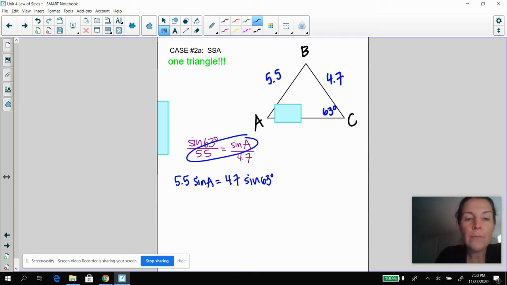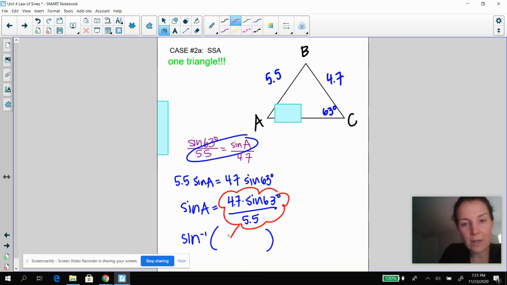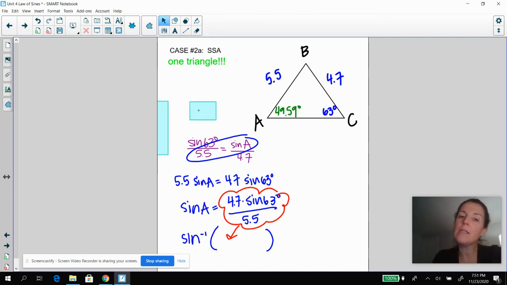Solve, solve, solve, solve. You wind up getting the sine of A equals 4.7 times the sine of 63 degrees divided by 5.5. And remember, in your calculator, this is when you would do the inverse sine. So you do the inverse sine of everything that's right here. And that would give you what A is. And A is, drum roll please, 49.59 degrees.